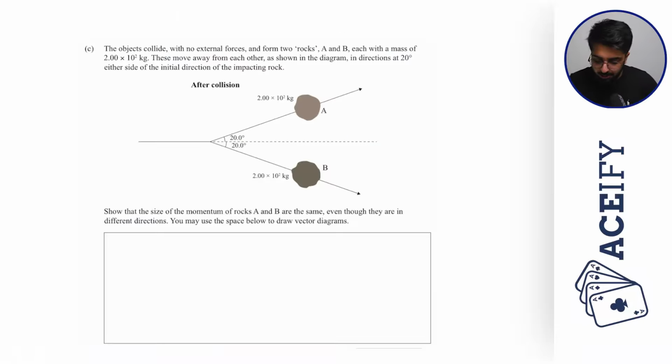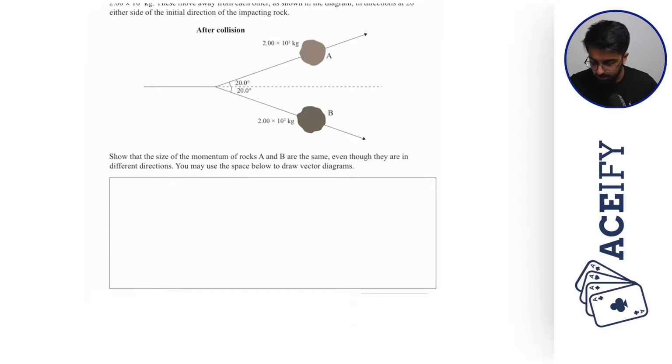The objects collide with no external forces and form two rocks, A and B, each with a mass of 200 kgs. These move away from each other as shown in the diagram in directions 20 degrees either side of their initial direction of impact, okay? Show that the size of the momentum of rocks A and B are the same even though they're in different directions. You may use the space below for some vector diagrams, okay?